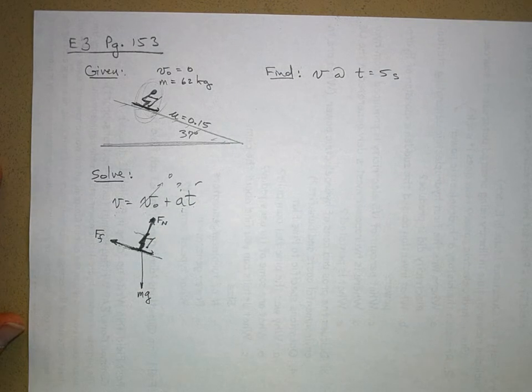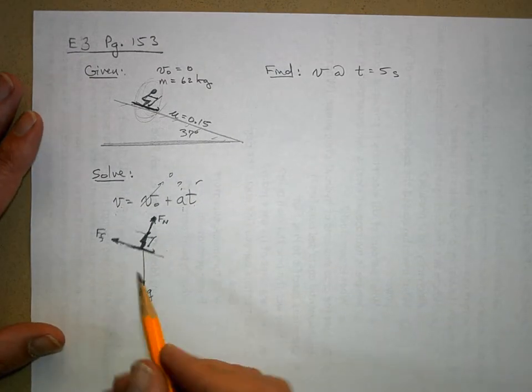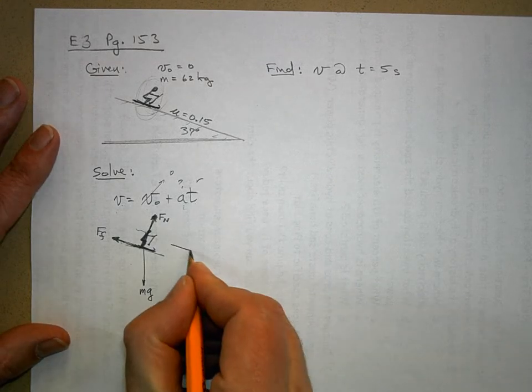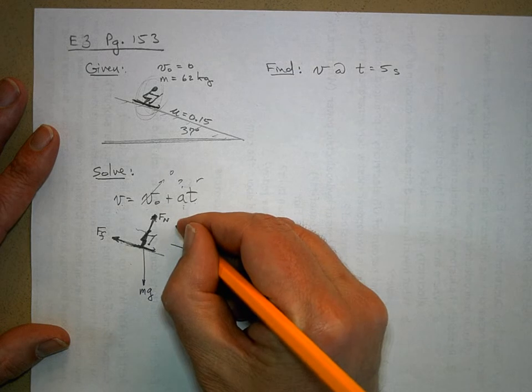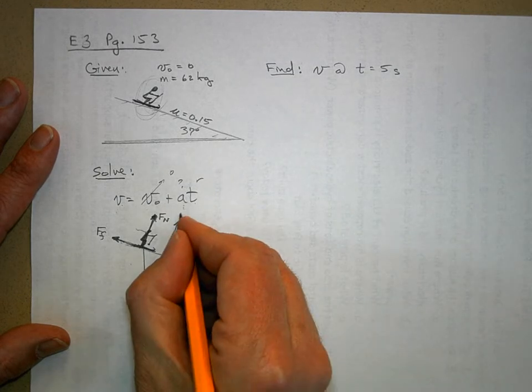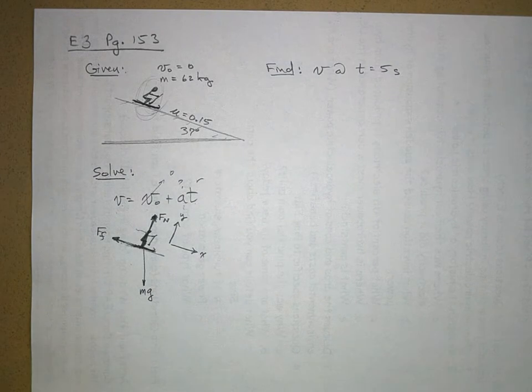So how are we going to deal with that? Well, what we need to do is this. This is step 2 of my procedure. Step 3. I'm going to make the x direction go down the incline and the y direction be perpendicular to the incline. Now, why do I do this? To make the problem easier to solve.